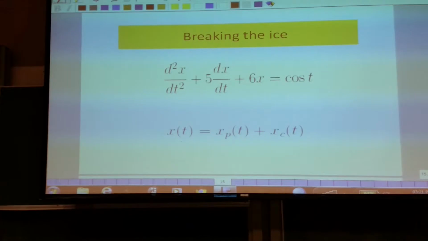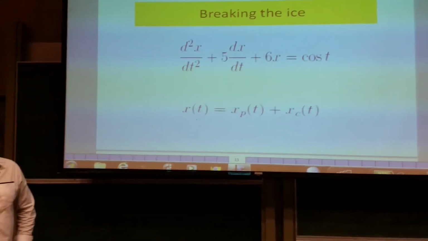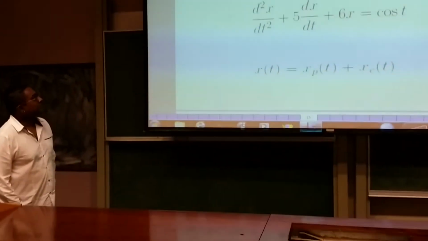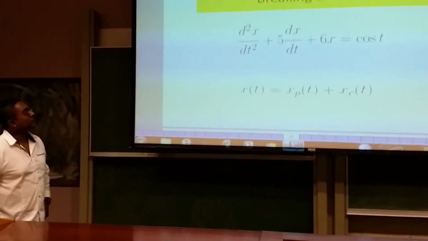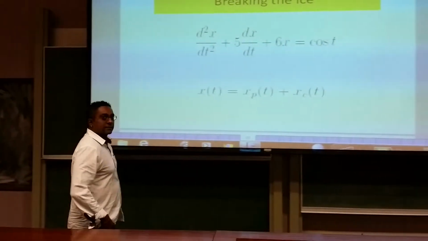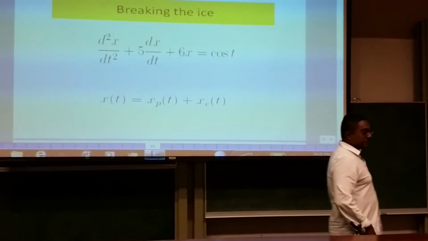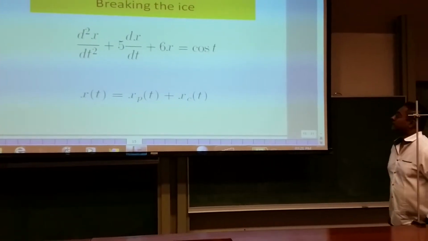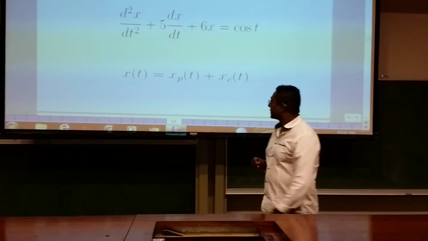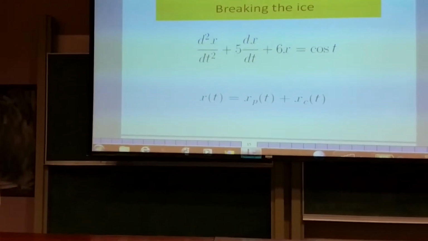So I have a DE over there, d squared x dt squared plus 5 dx dt plus 6x equal to cos t. So our function f of t is now cos t. It's very much like the oscillator in the presence of dissipation. Theory tells us that the general solution x of t is given by xp of t plus xc of t. xp of t is a particular solution of the equation that you see on the top, and xc is a solution of the homogeneous equation.